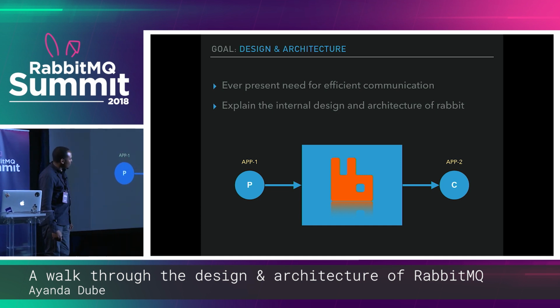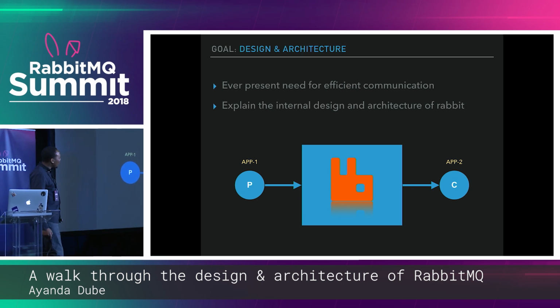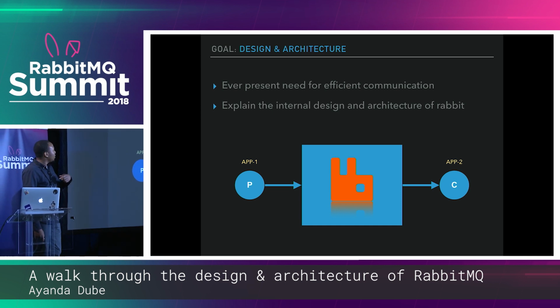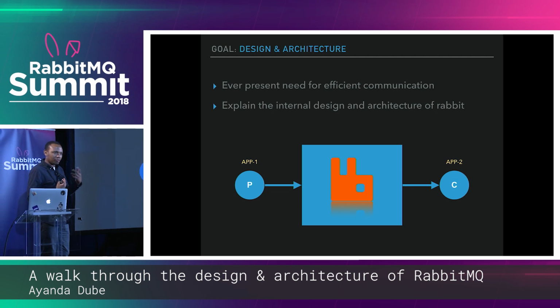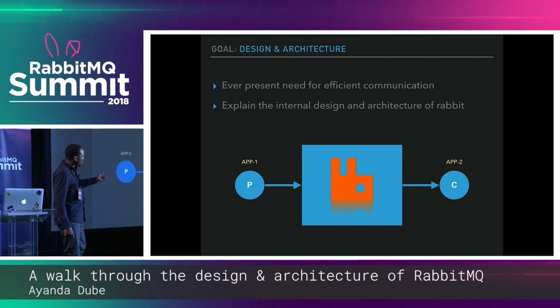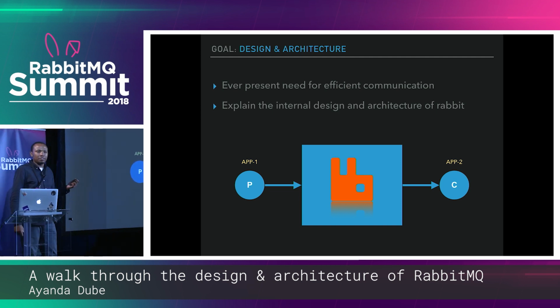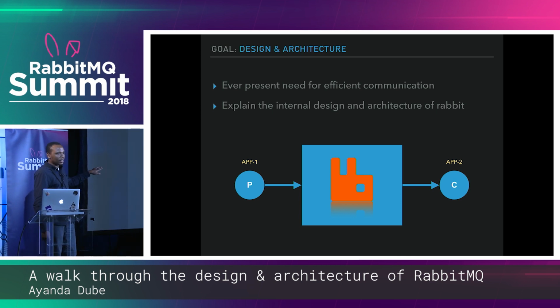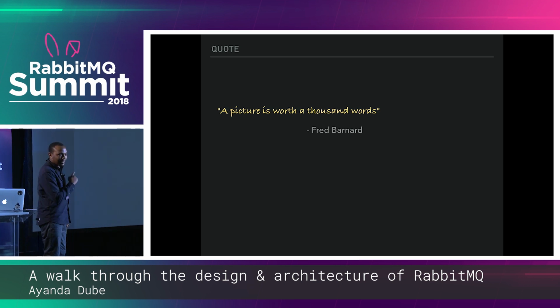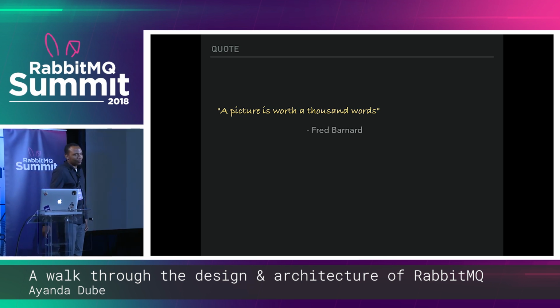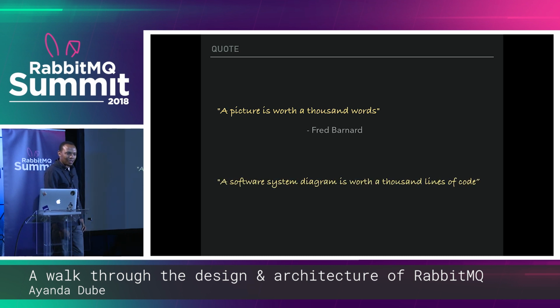With engineering, there's an ever-present need for efficient communication. Be it hardware, RF communication, or software, you always have two entities that just want to communicate efficiently. And I think RabbitMQ meets this need for applications very effectively. In the simple case, you've got two applications that want to communicate, and we plug in Rabbit in there. Just a quote before I start. There was a gentleman called Frederick Bernard. I'm sure you've heard this quote, a picture is worth 1,000 words. I was trying to justify my slides, so I came up with a quote last night: a software system diagram is worth 1,000 lines of code. That's by me, last night.